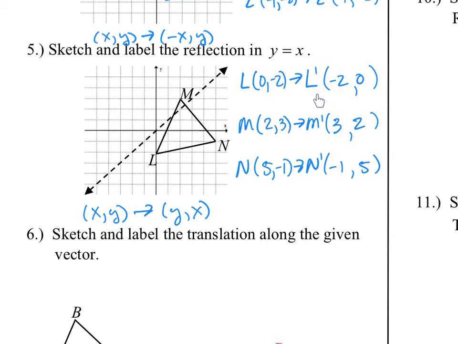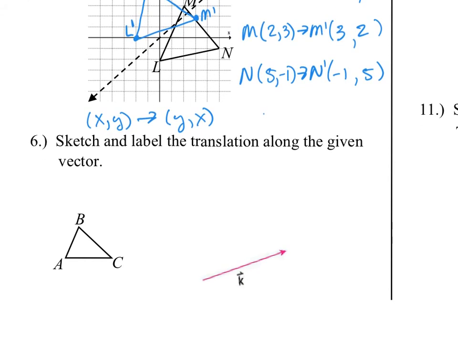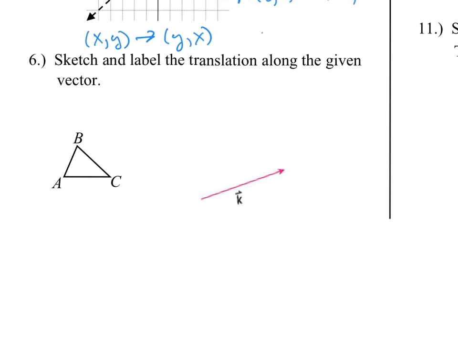So let me stop the video and plot these 3 points. And so once you have graphed these image points, again, you should be able to see the reflection in the line y equals x. All right, so let's take a look at number 6. Now, number 6, when you take your quiz, you will have access to patty paper. So what you'll want to do is on your patty paper, trace the pre-image triangle ABC.